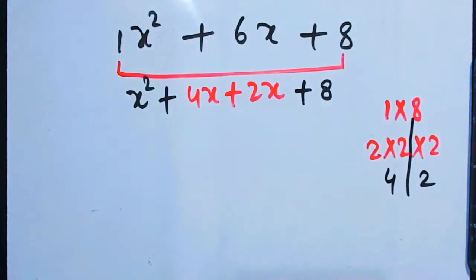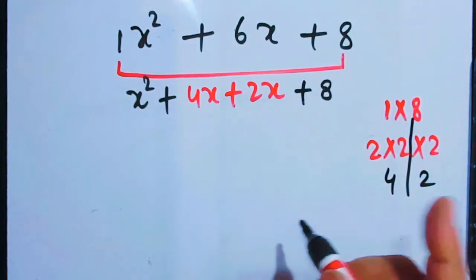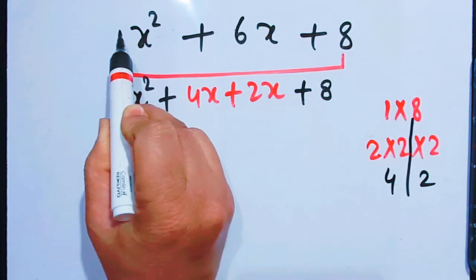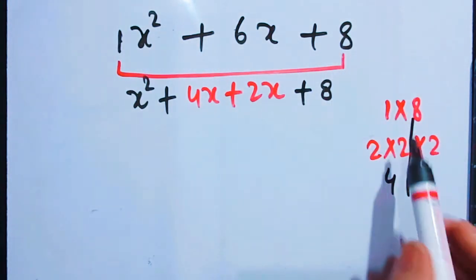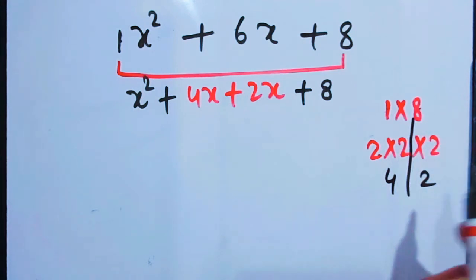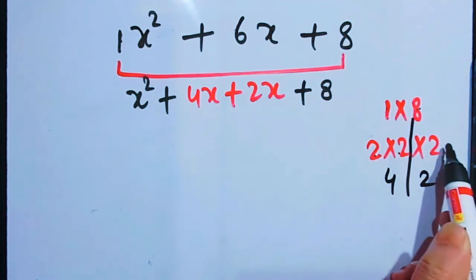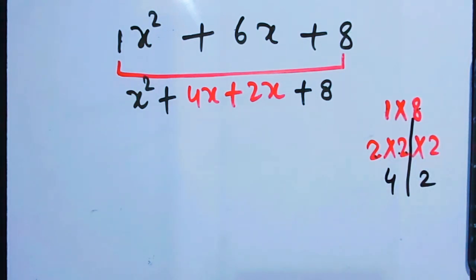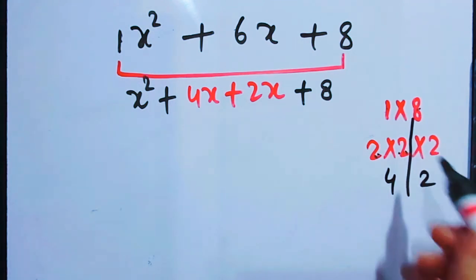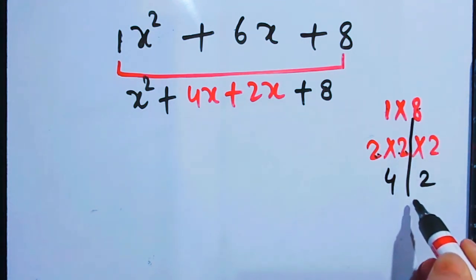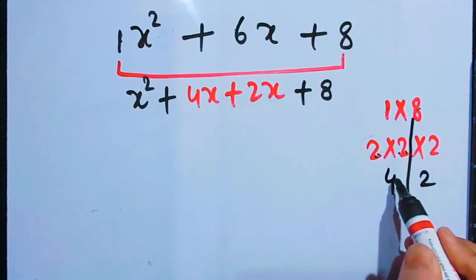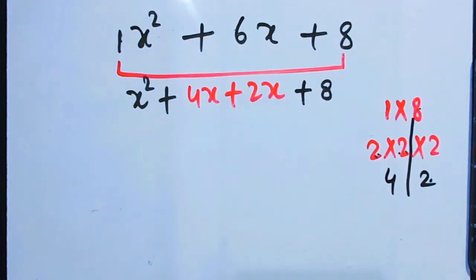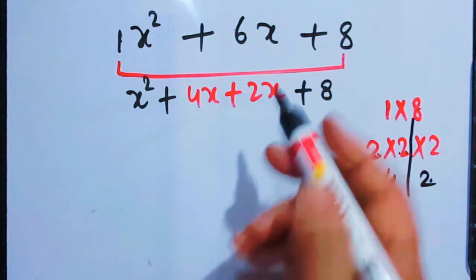Once again I am going to repeat this: first you are going to take the first number 1 and the last one, and then multiply them. So naturally you will get 8. Now this 8 should be broken into its prime numbers, 2 into 2 into 2. Now after you break it, please split it in such a way that you get two numbers which, if you add them, give you the middle one, 6x. So I got 4x and 2x is equal to 6x.